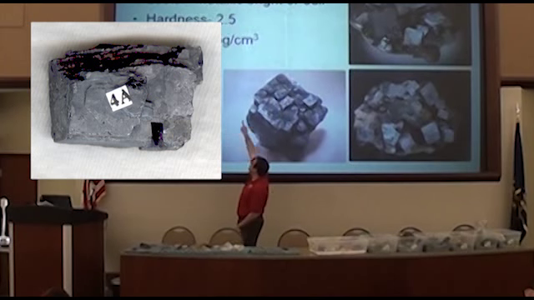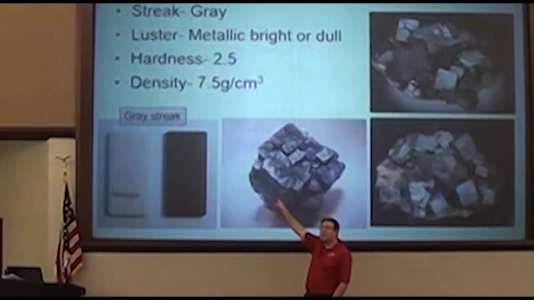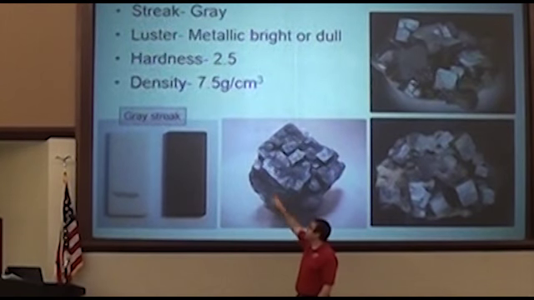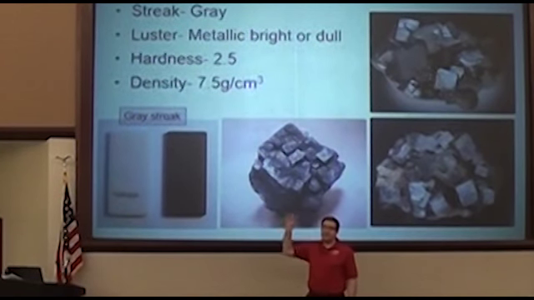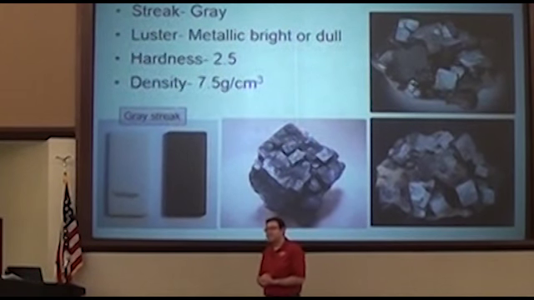So you can see here the density is 7.5 grams per cubic centimeter. Remember, calcite was less than 3. It was 2.7 or 2.9 or something, less than 3. So it's very dense. It's real heavy for its size. What other observations? What do you see?